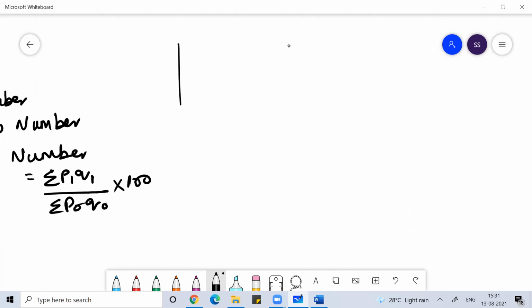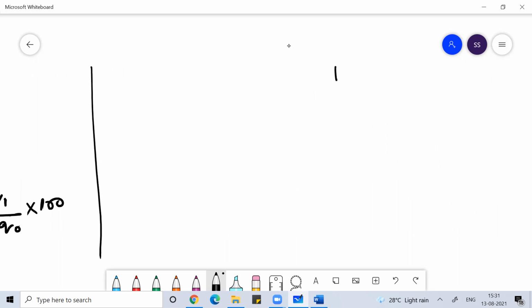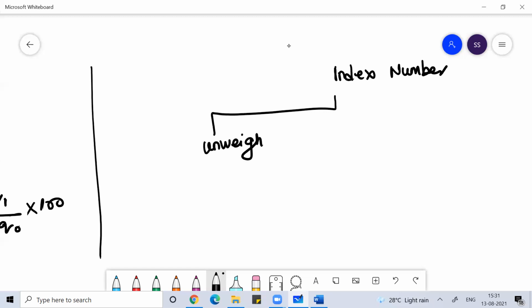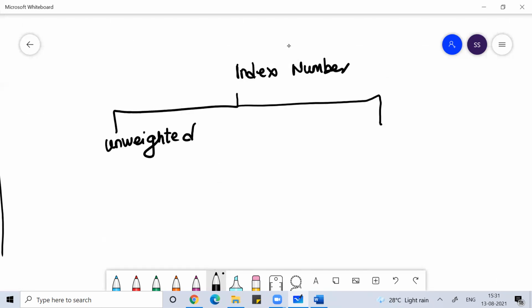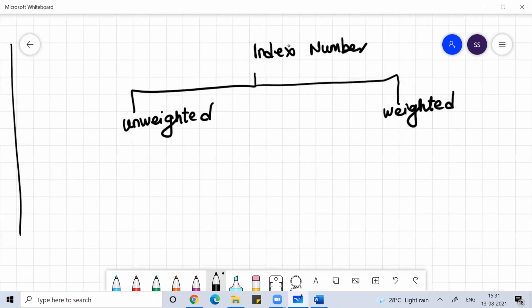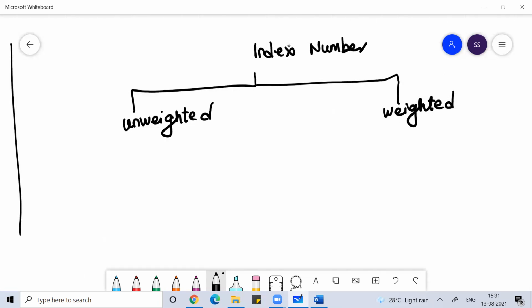Last class we discussed different methods under index numbers. When we talk about index number calculation, we talk about unweighted, and then we talked about weighted index numbers. So index numbers can be unweighted or they can be weighted.